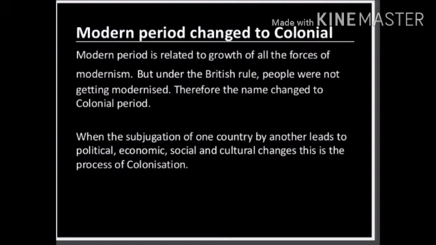According to the Indian historians, Indians did not get any benefit from the Britishers. And when the subjection of one country by another leads to political, economic, and social cultural changes, this is the process of colonization.